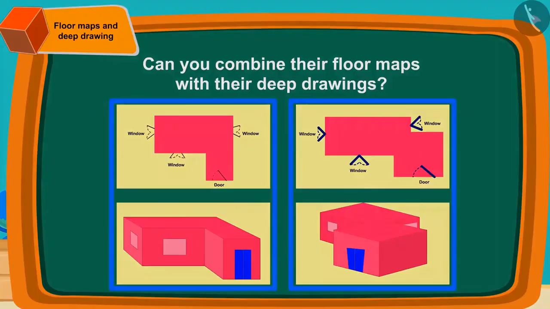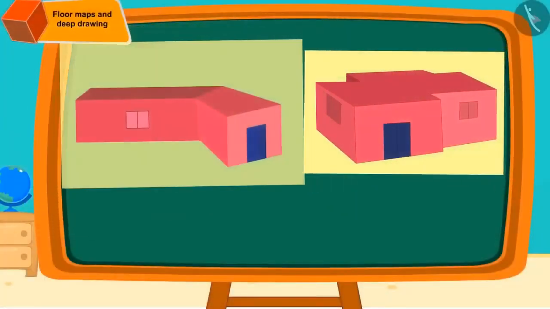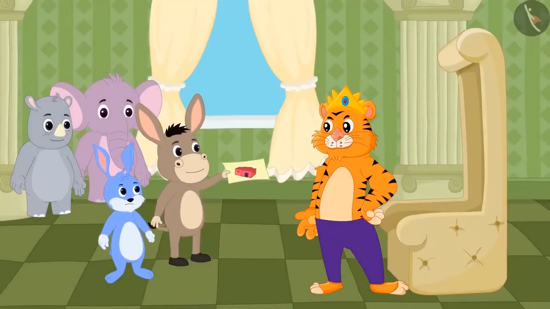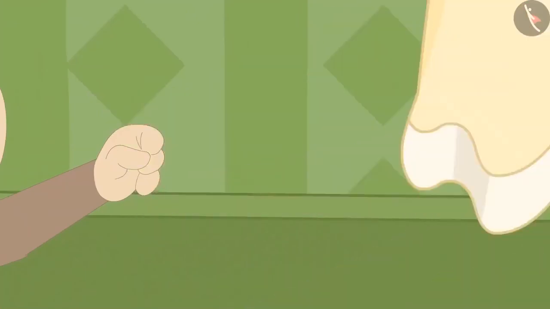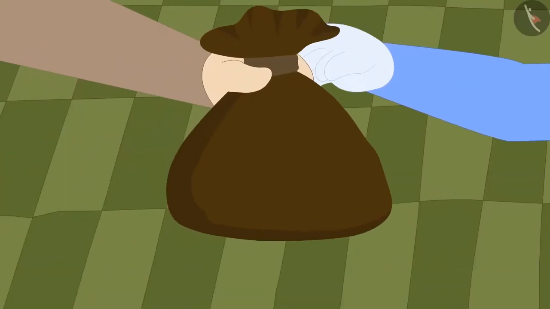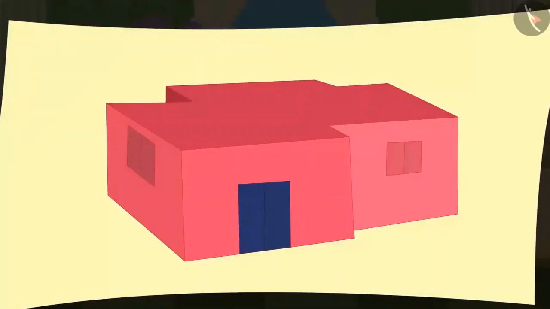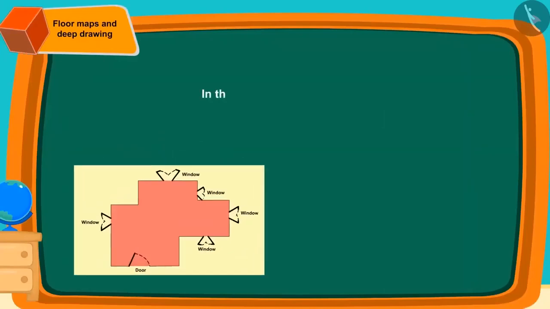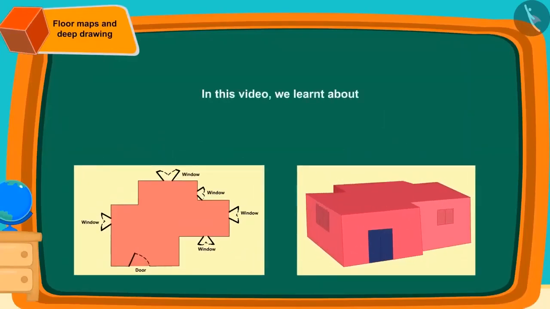The king saw many more designs, but out of all, he liked Bhola's design the best. At last, the king rewarded Bhola. Bhola immediately gave half of it to Bunny because he made that deep drawing by looking at the map of the floor made by Bhola. Children, in this video, we learned about the map of the floor and what deep drawings are.